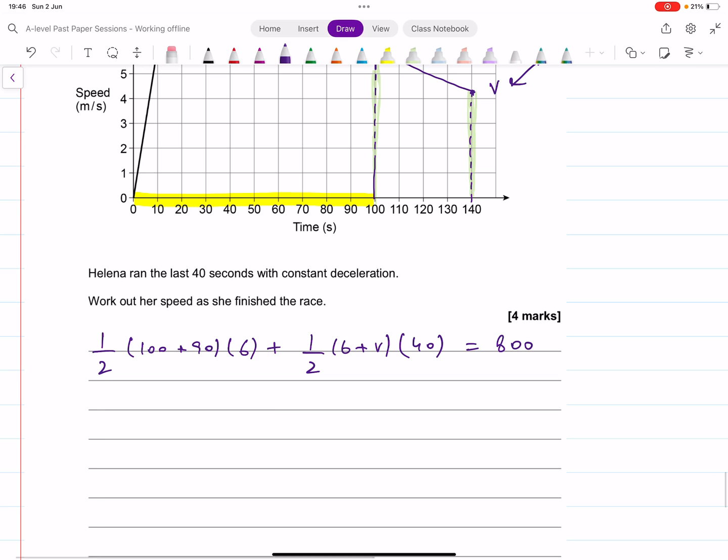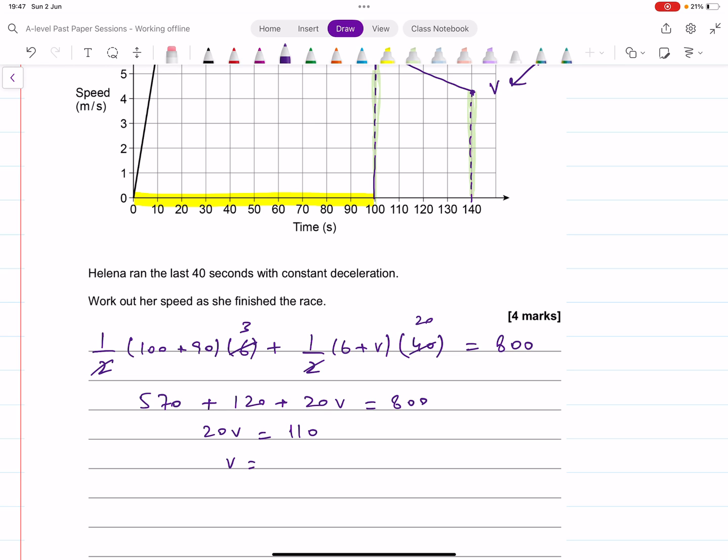Let's simplify this now. 6 and 2 get cancelled. We have 3 into 190, and that's giving me 570, plus 2 and 40 get cancelled. We've got 20 here. 20 into 6 is 120, plus 20V equals 800. 20V equals 800 minus 120 minus 570, that is 110.